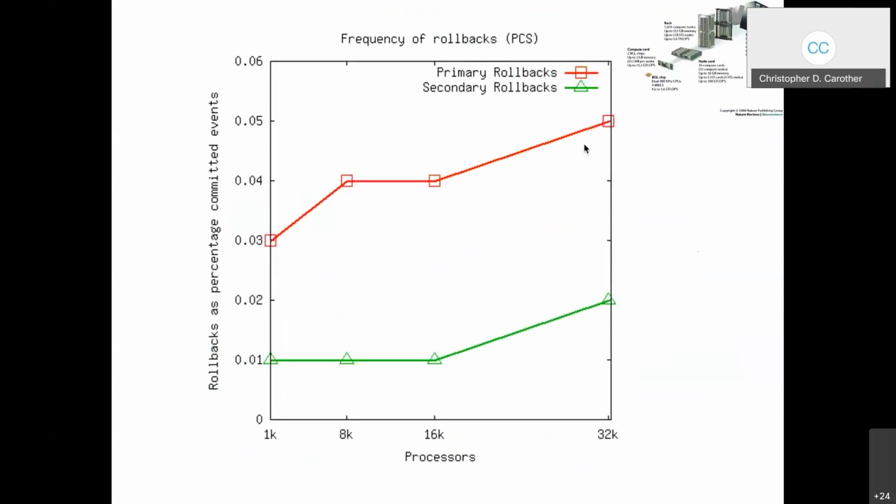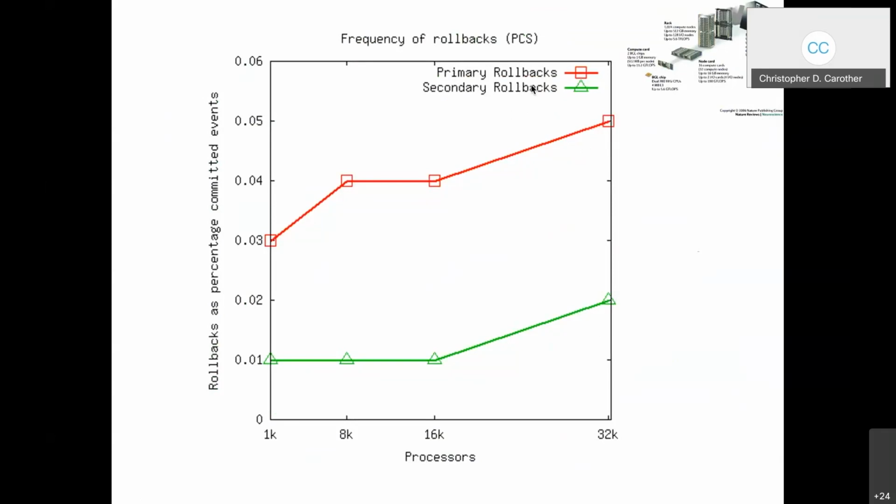The difference between secondary and primary: a primary rollback is caused by a straggler, meaning an actual real late event arriving and causing a rollback. A secondary rollback is where you're canceling a previously scheduled event that got processed on that processor, and so that cancellation means you need to roll back that logical process. So again, we're seeing very few secondary and primary rollbacks, and ultimately that's a very good thing.